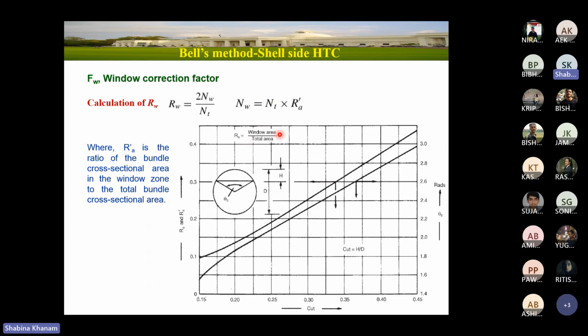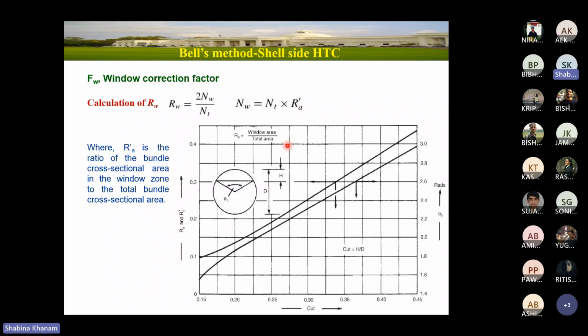RA is also window area by total area. So what is the difference? Because the value cannot be the same, otherwise we could use only one parameter, but here I am having two different parameters. The difference between RA and RA prime: if you focus on this RA, this is window area by total area. It depends on the shell diameter, please keep that in mind.